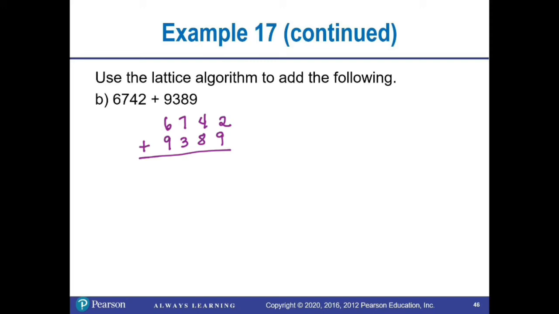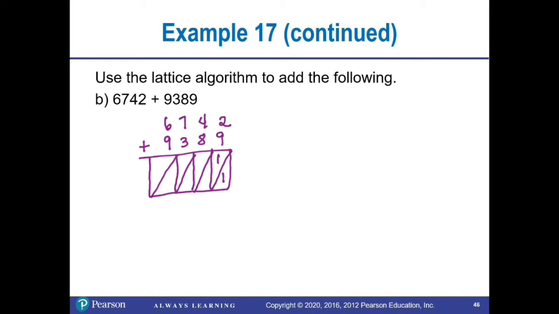I'm adding 9,389. Draw a box underneath your addition. Draw your columns for your thousands, hundreds, tens, and ones place. In each of those columns, we're going to draw a diagonal from the bottom left to the top right. Then we add each of our places. So 2 plus 9 is 11. The tens digit goes in the top triangle and the ones digit goes in the bottom triangle.